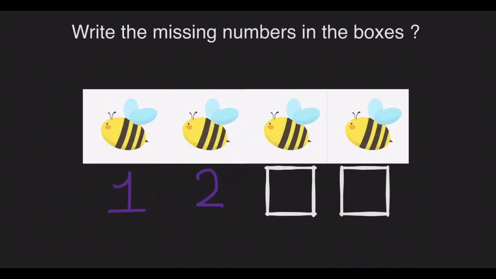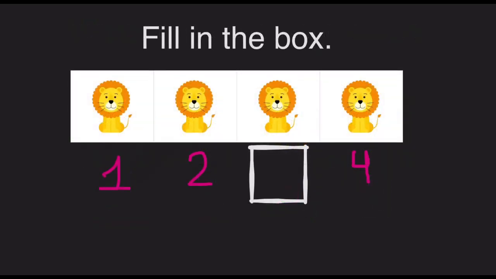Alright, so in this question we have to write the missing numbers in the boxes. Okay, so let's see what they've already given us. So they've given 1 and 2. Okay, so what comes after 2? 3, so we'll write 3 in this box. And then what comes after 3? 4. There. Alright, so let's do another one.